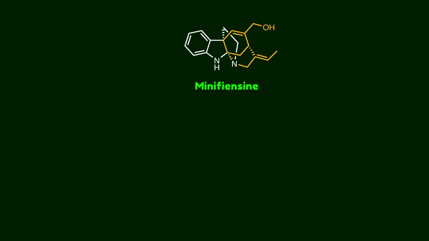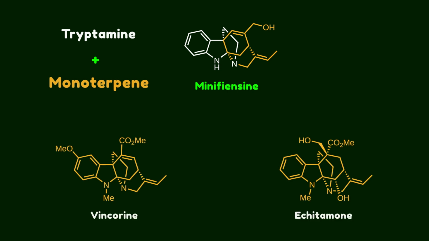Let's get started with the synthesis of Minfiensine. The core skeleton is composed of tryptamine and monoterpene units, which are also found in other related alkaloids such as akuammiline and vincorine. Before exploring the synthesis pathway, we should understand the connections between atoms and bonds. So let's take a closer look at the 3D model of our target.